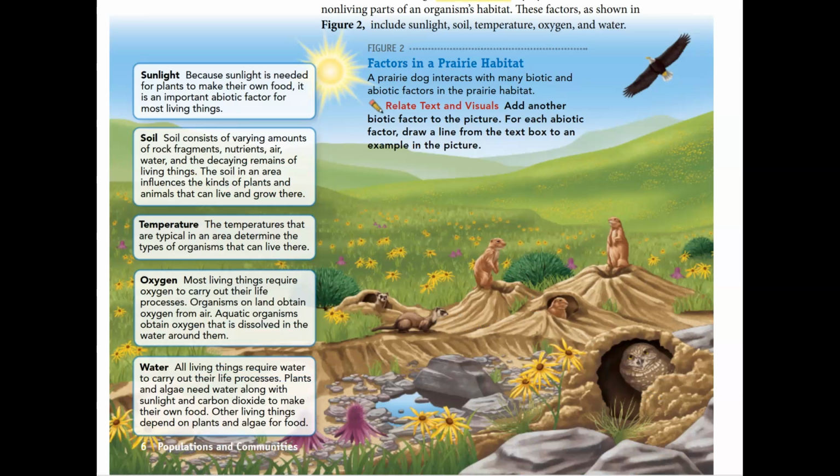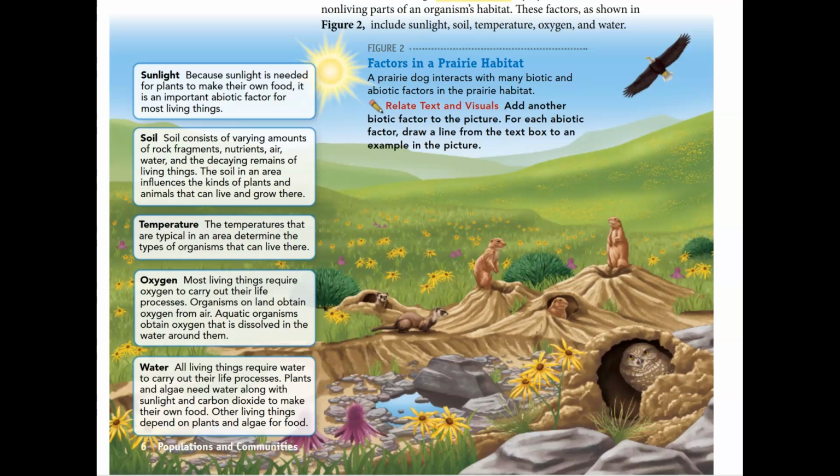Let's take a closer peek at Figure 2. Factors in a prairie habitat. A prairie dog interacts with many biotic and abiotic factors in the prairie habitat. Sunlight. Because sunlight is needed for plants to make their own food, it is an important abiotic factor for most living things.